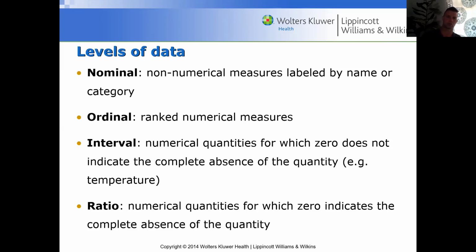Interval, these are numerical quantities for which 0 does not indicate complete absence of the quantity. So again, like temperature, right? Being that we can get into negative temperatures, 0 is just another spot on the line of temperature. Ratio are numerical quantities for which 0 indicates complete absence of the quantity, right? So 3 to 1, like this person can lift 3 times their body weight, things like that.